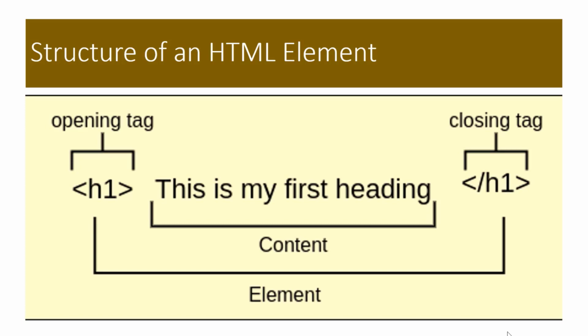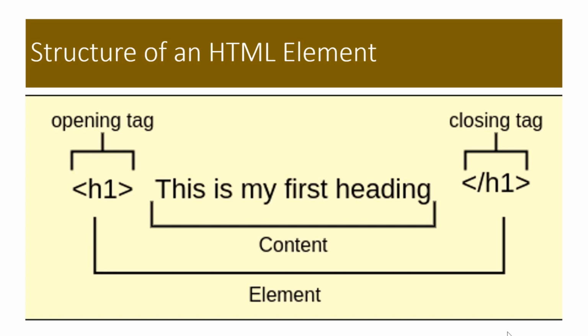Here I am using H1 that is wrapped in opening and closing brackets, and this is the state where the element starts to take effect. In my case, H1 started taking effect at this point. Then the closing tag. The closing tag is similar to the opening tag, we just include a forward slash before the element name. And this is the state where the element ends. In this case, my heading or H1 tag will end here.